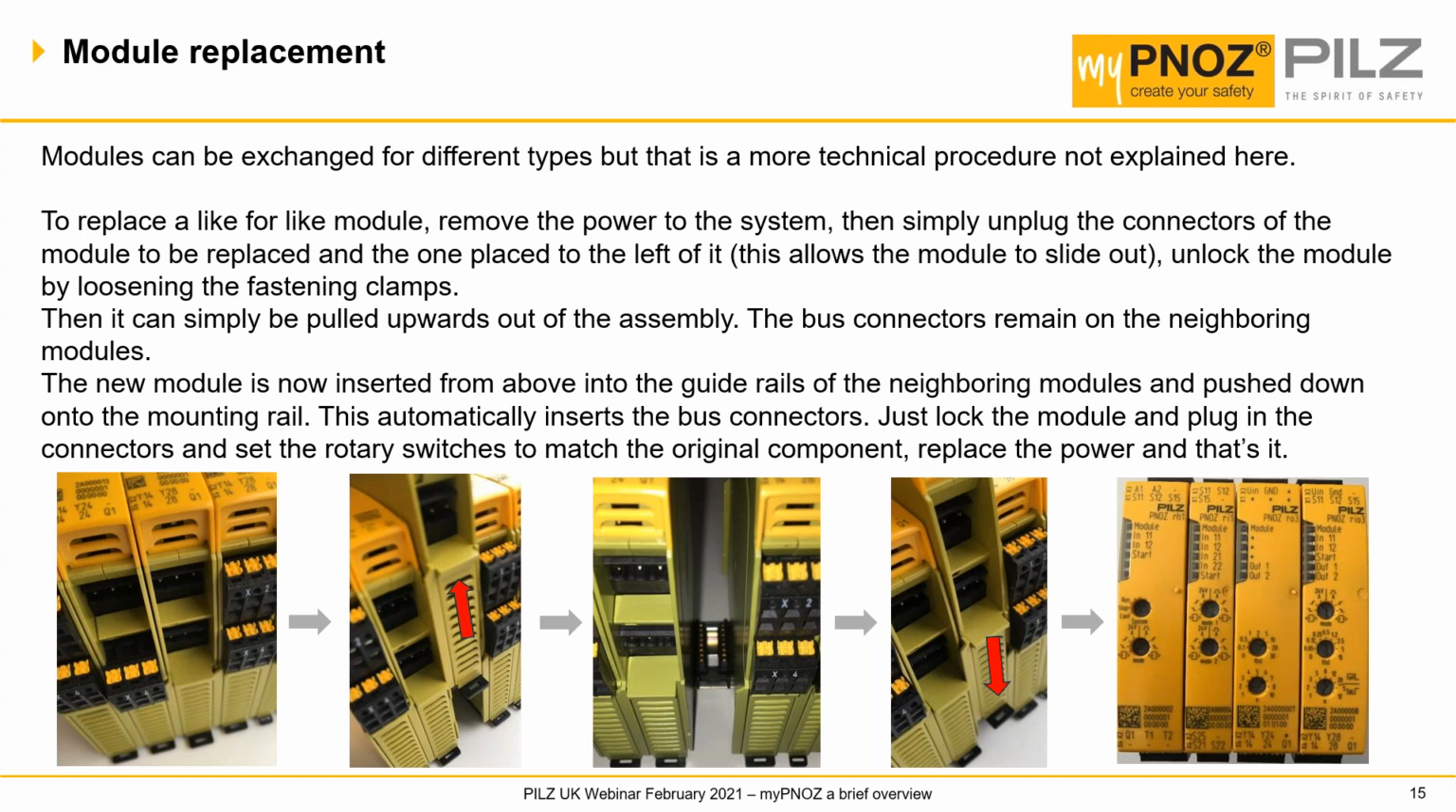You unlock the module by loosening the fastening clamps. Then it can be simply pulled upwards out of the assembly. The bus connector will remain on the neighbouring modules, and the new module can now be inserted from above into the guide rails of the neighbouring modules and pushed down onto the mounting rail and bus. This automatically inserts the bus connector. Just lock the module, plug in the connectors, set the rotary switches to match the original component, replace the power, and that's it.